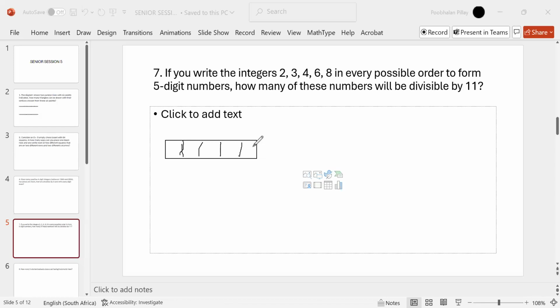Okay. Now I'm going to create a 5-digit number. But what is the condition on these 5-digit numbers? How many of these will be divisible by 11? Now, I don't know whether you know the rule for divisibility by 11. So let me tell you what the rule for divisibility by 11 is.